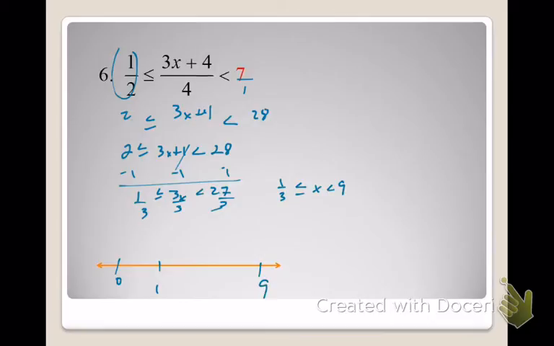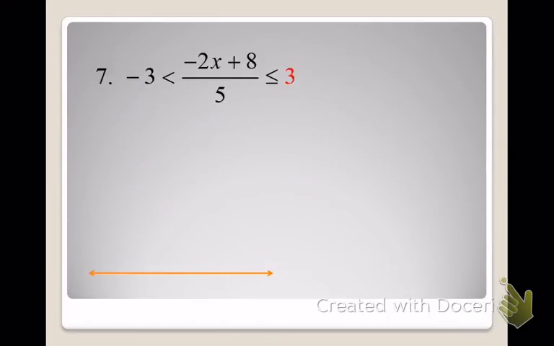0, 1, 9's out here. 1/3 is probably going to be about right here. Closed circle because it's equal to, and that inequality sign is equal to, and so that means that 1/3 is part of the solutions. Open circle on 9 because it's not going to be part of the solutions. And shade in the middle. Because we want numbers that are greater than 1/3 and less than 9.